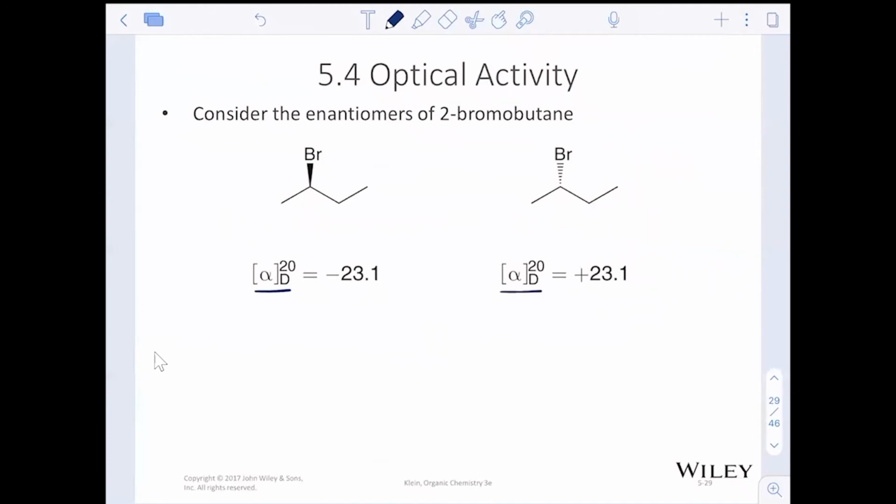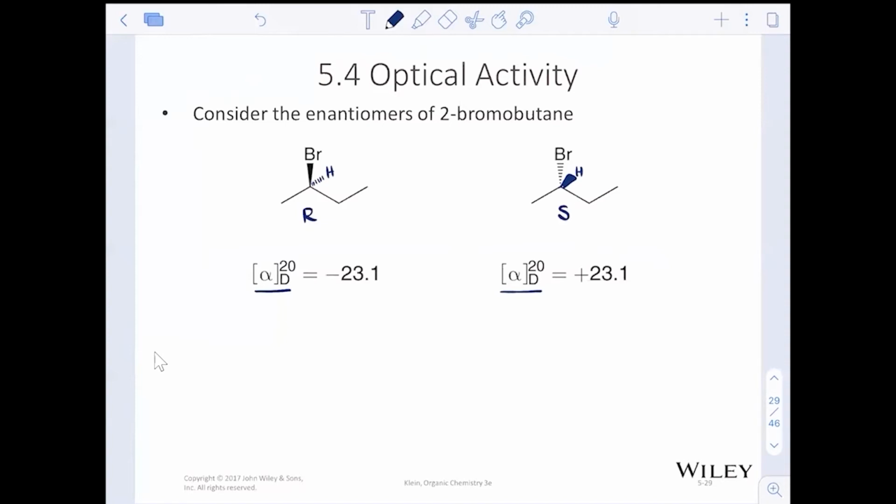And so when we look at these two enantiomers of 2-bromobutane, we see that there is a chiral center. Take a minute, quickly identify whether it's R or S. Pause the video. This one should be R. This one should be S.